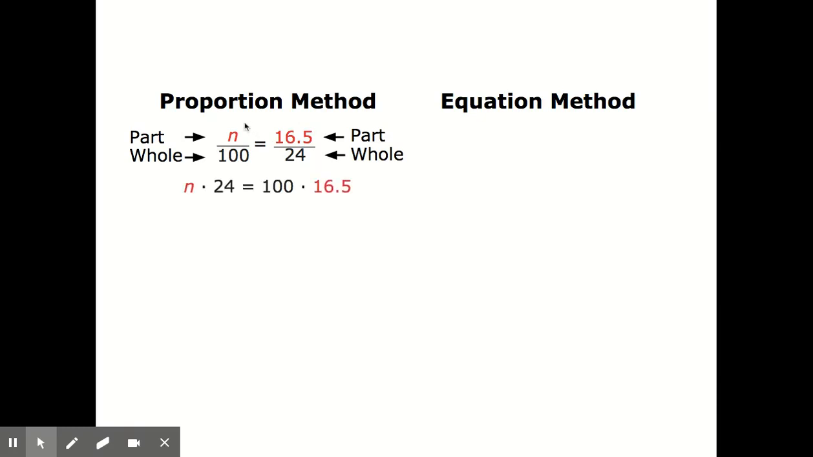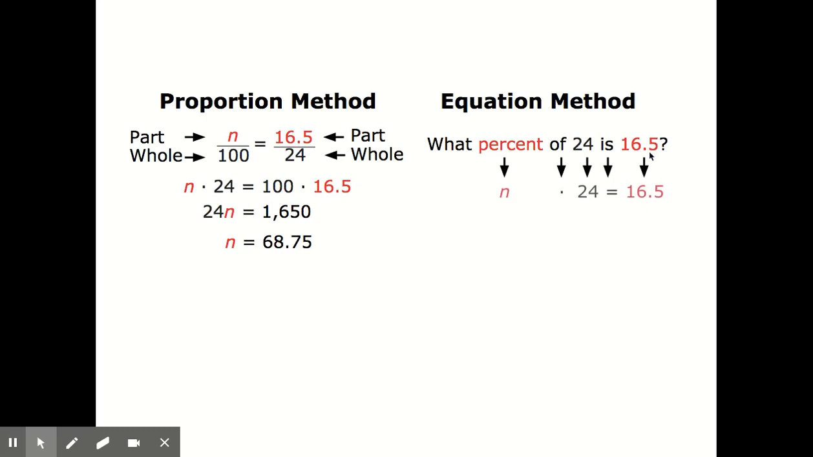We cross multiply, so you do n times 24, and then you do 100 times 16.5. You simplify and then solve by dividing by 24. And then you can also use the equation method. You identify: percent of 24 is 16.5. And you just drop them in.